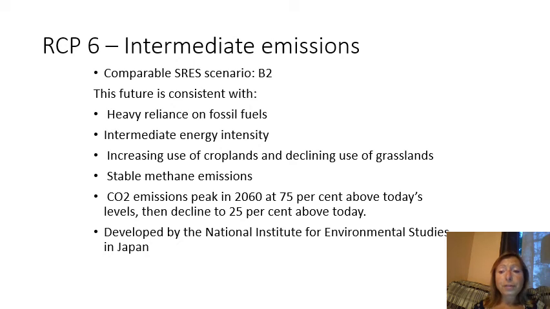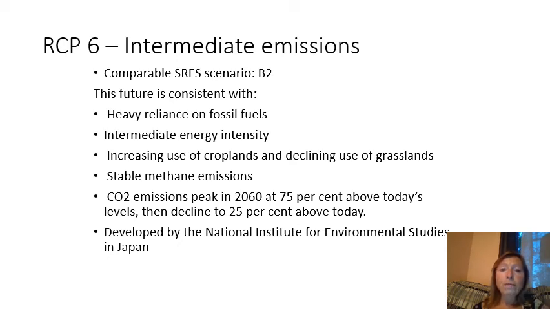The next representative concentration pathway, the RCP 6, was developed by the National Institute for Environmental Studies in Japan. Again, those are all very independent storylines developed by different interdisciplinary groups of scientists in different countries. And this RCP is quite comparable to the storyline B2. So you remember that this is a more fragmented, regional world with various national agendas, but also with a strong focus on local and national sustainability. So this future is consistent with the continued presence of fossil fuels.